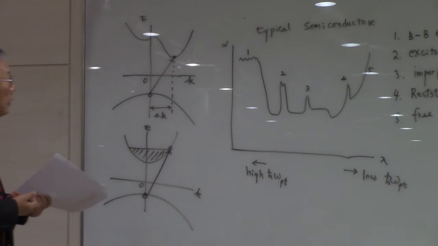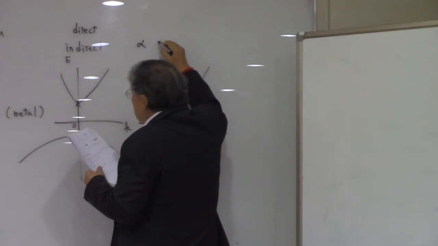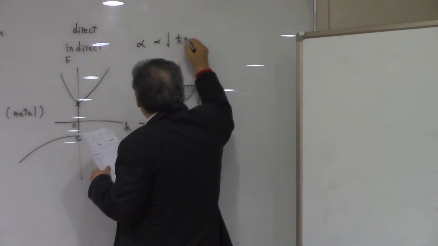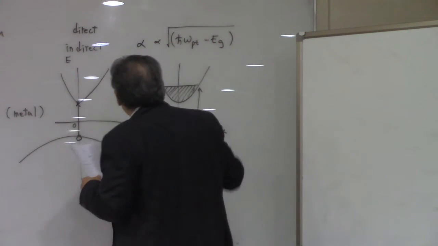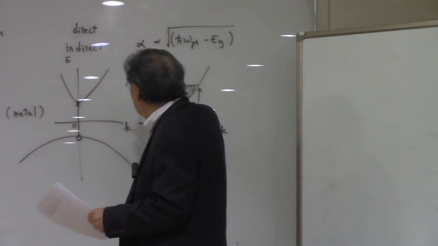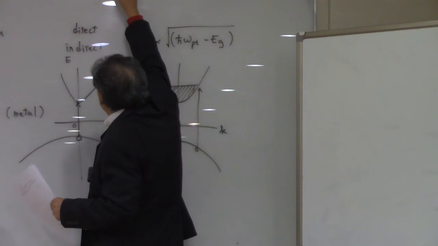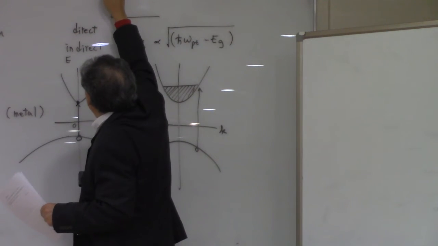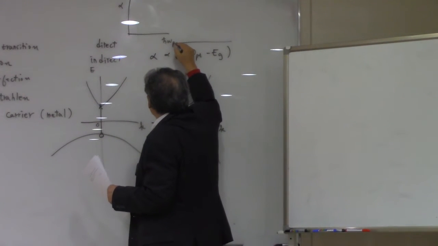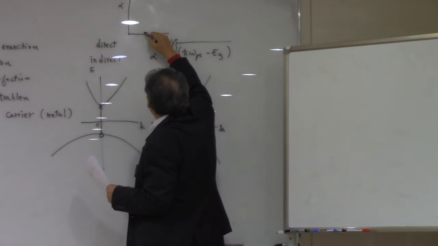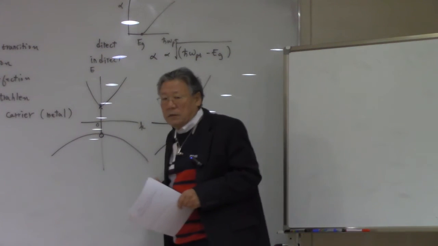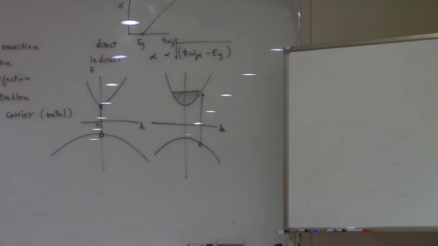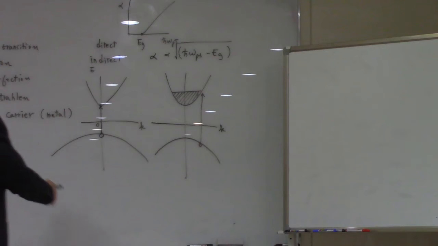Well, direct transition, it turned out that the absorption constant is proportional to the square root of h bar omega photon minus band gap, okay? So if you plot the alpha with respect to the photon energy in the direct transition case, you're going to have a straight line, right? And then here, this is the band gap of the material. This is one way to decide the band gap of the solid.